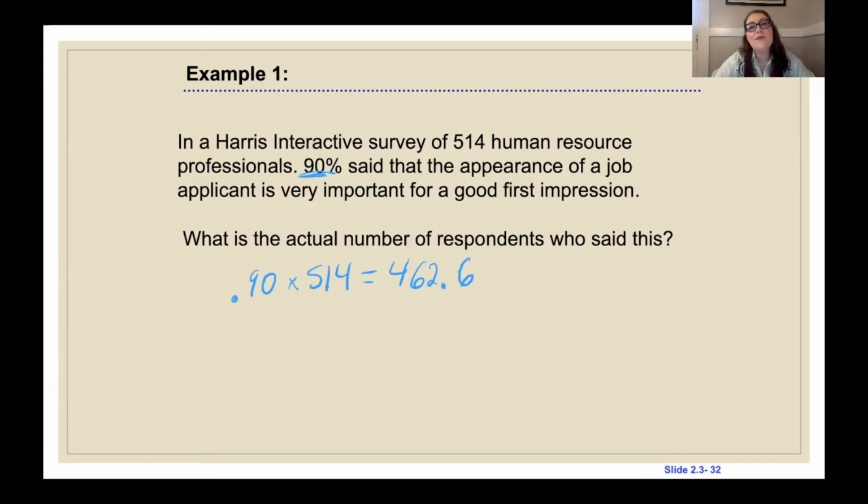So in this case, because you can't have 0.6 of a person, we're going to want to go ahead and round up. We're going to want to round up even if we had 0.3 of a person, right? 0.3 of a person is a whole person in statistics. So we're going to have 463 professionals who actually said that their appearance is very important for a good first impression. Only whole people in statistics.